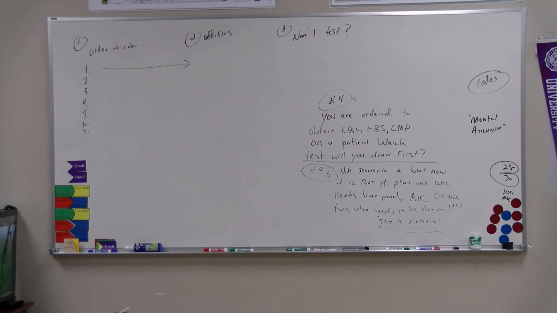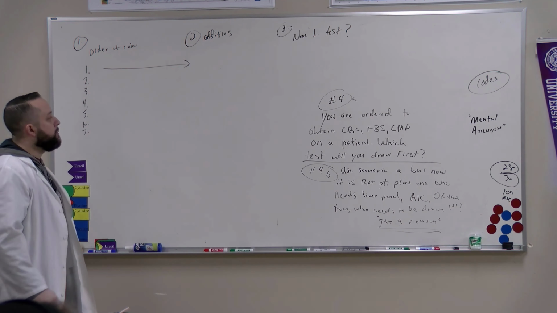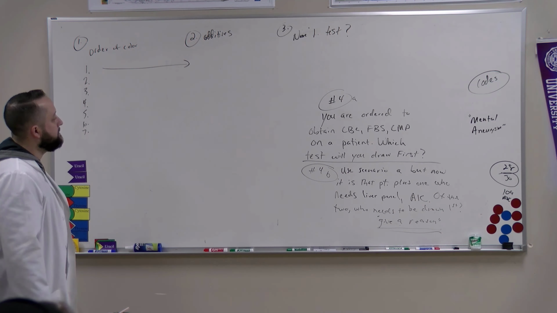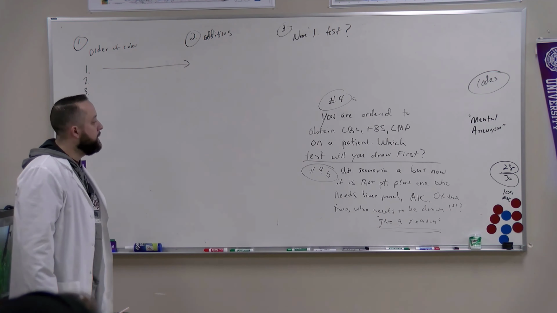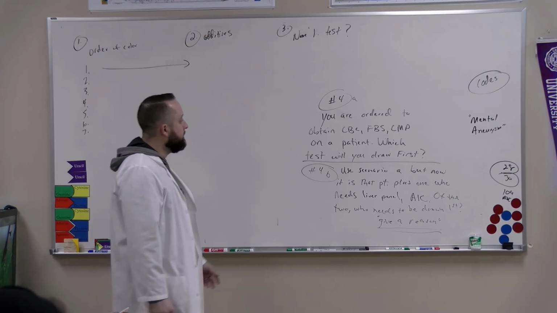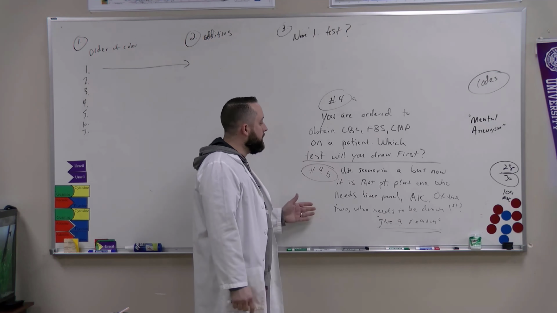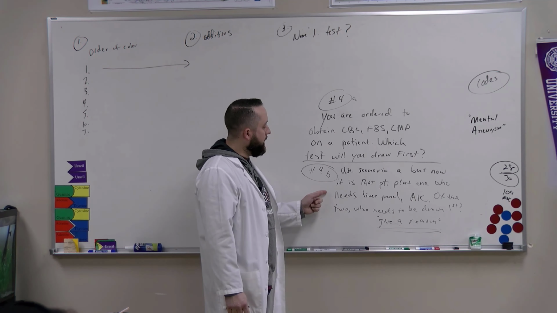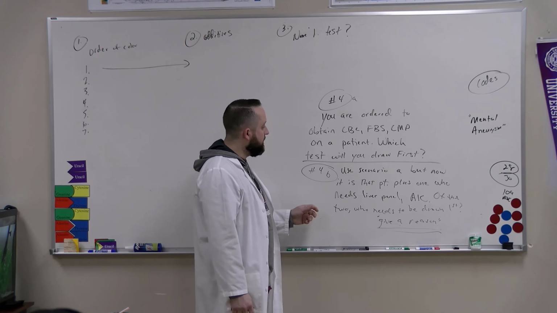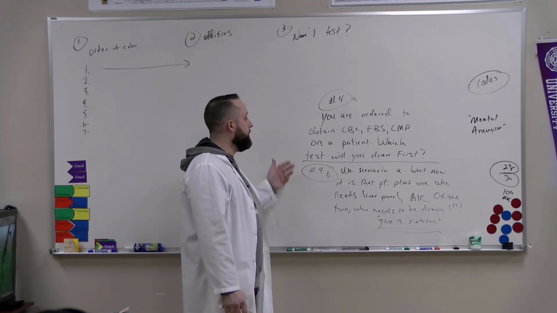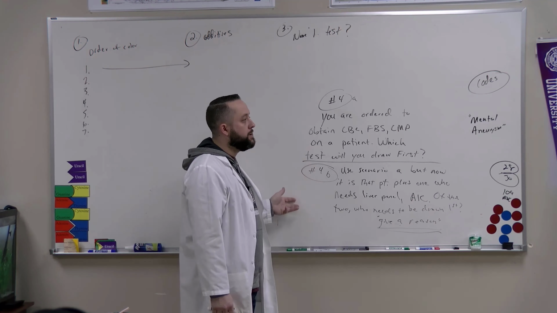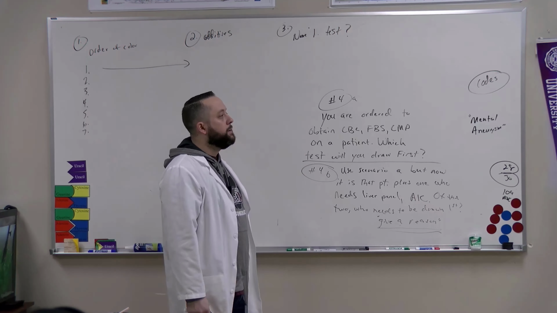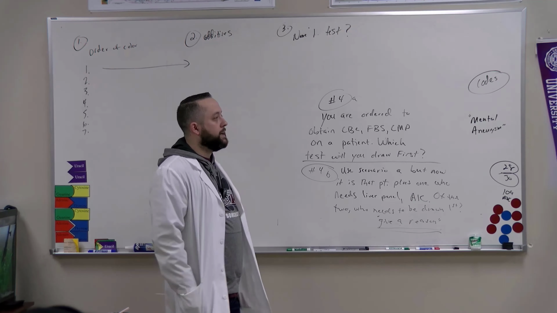I'm just going to read this for the recording. Number 4A says you are ordered to obtain a CBC, a fasting blood sugar, and a CMP on a patient. Which test should you draw first in the order of draw? And then 4B says, pretend you got that same order and then another one for a patient who needs a liver panel and an A1C. Which one of these 2 residents or patients takes priority in terms of who you should go see first? And then give a reason why you think that's the correct answer.